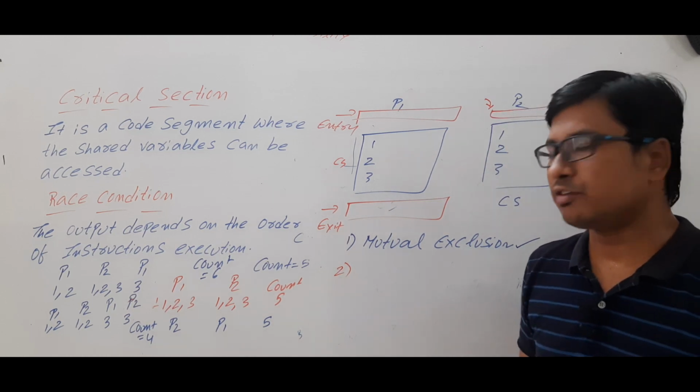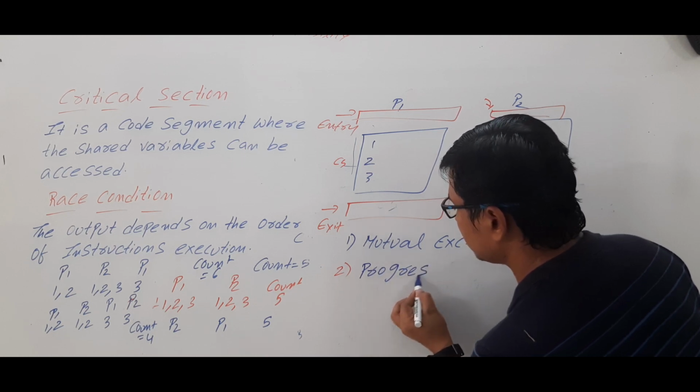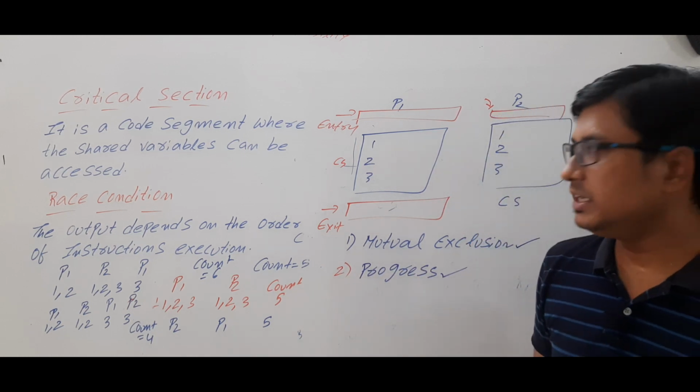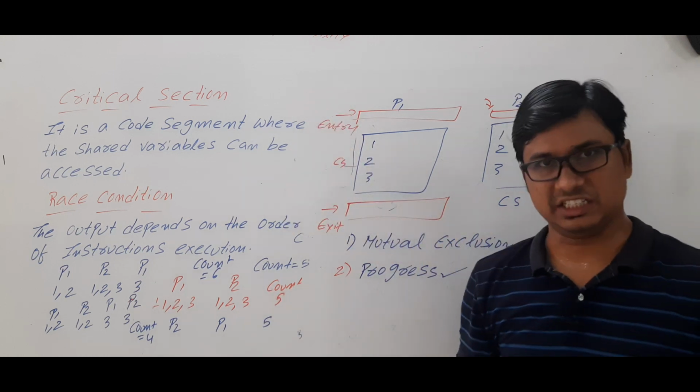And the second requirement of a process synchronization mechanism is that it should provide progress. Is it clear? The meaning is that, let's take that process P1 is not entering the critical section.